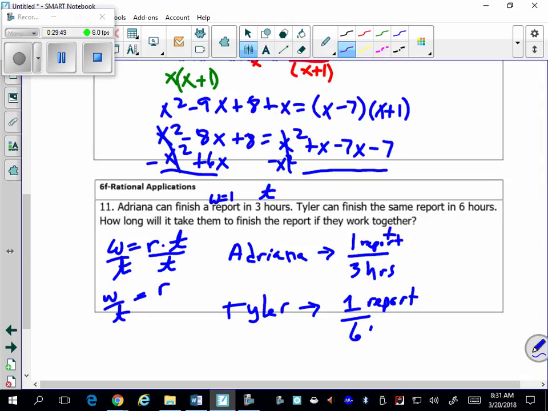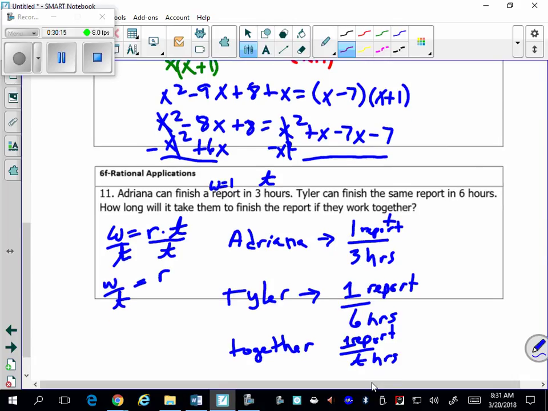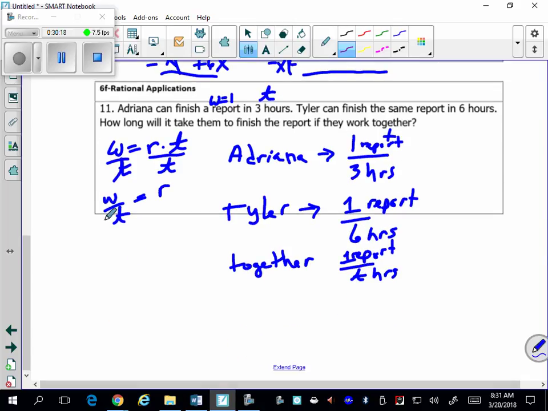So together, they have one report in, we don't know how many hours, T hours. So putting this all together, get Adriana's amount of work, so her portion of the work, plus Tyler's portion of the work, so her rate plus his rate equals together's rate. So we have one report over 3 hours, one report over 6 hours, one report over T hours. Keep the units all the same.